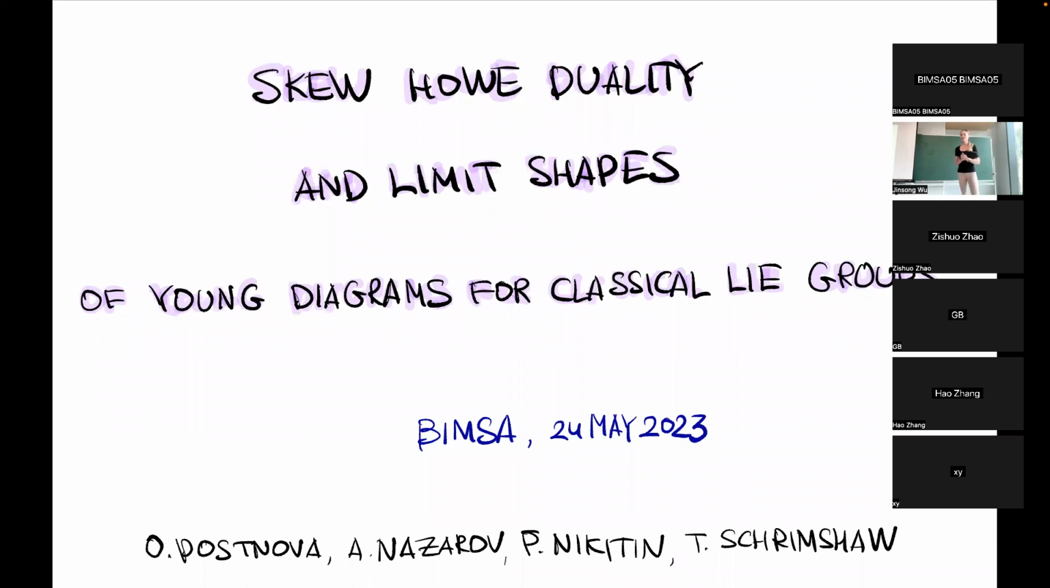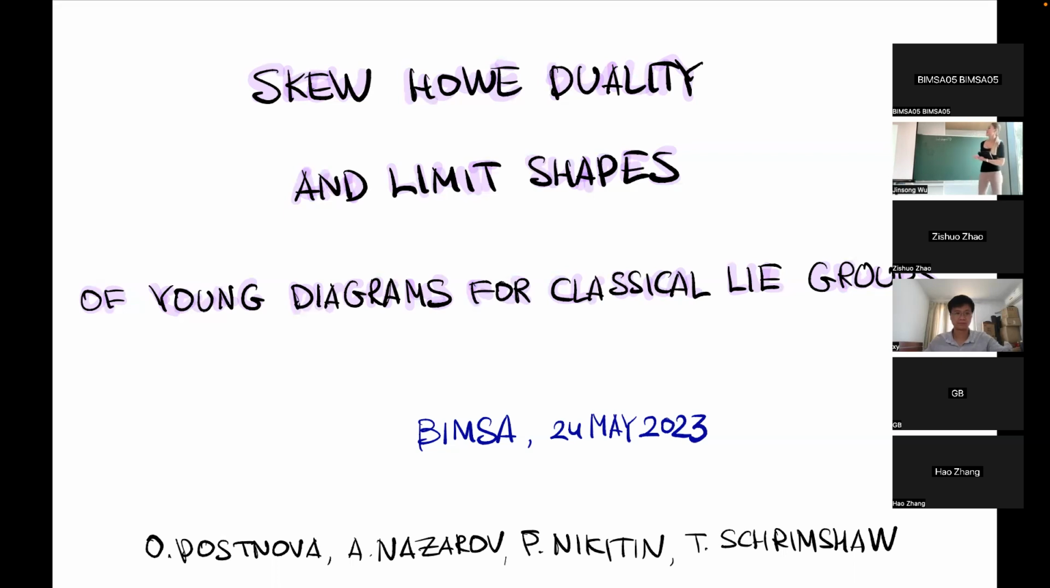Today I'm going to talk about the joint work that we have been doing with Anton Nazarov, Pavel Lukitin, and Travis Scrimshaw on the limit shapes of Young diagrams, and how this problem is in fact connected with the skew Howe duality. So maybe right now I will give some introduction to the problem.